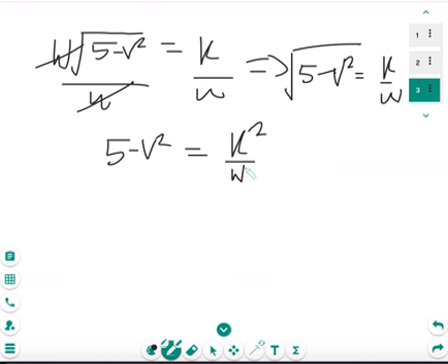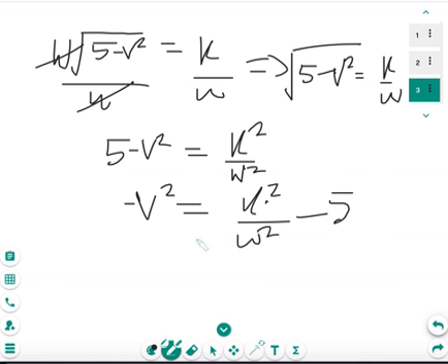Now you need to get rid of the 5. So you subtract both sides by what? 5. Alright? Yes. And you get minus V squared is equal to K squared over W squared minus 5.